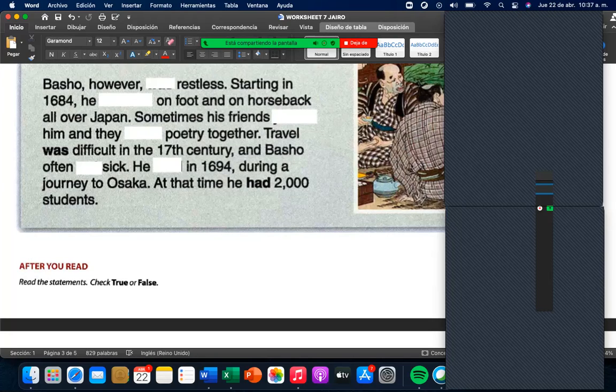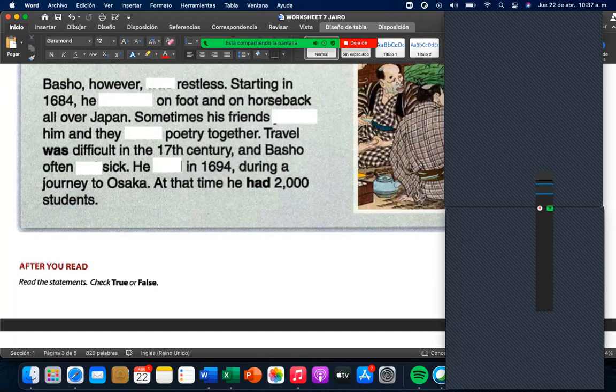Do you have a different option for these two verbs? Met. Sometimes his friends met him and they wrote poetry together. Okay, it works as well. Very good. Travel was difficult in the 17th century and Basho often got sick. Do you have a different option? No. The same thing.